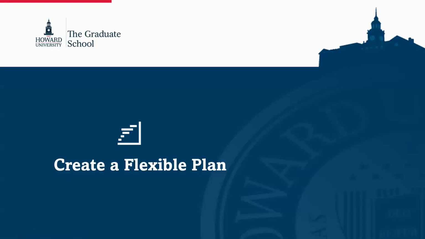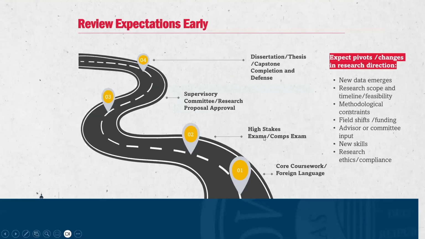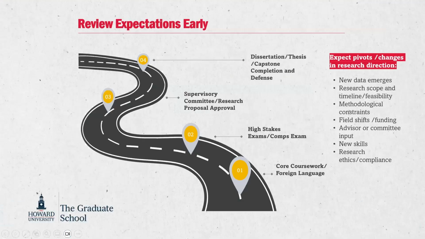The other thing you want to think about is creating a flexible plan. What does that mean? It means, as Raquel mentioned earlier, you want to get your hands on that program handbook, whether it's a program handbook or policy handbook, earlier on, and outline what the trajectory of your program looks like. So whether at the master's level or the PhD level, you might have a foreign language requirement that you need to complete. Maybe there's a writing proficiency requirement. There's oftentimes a high stakes qualifying or comprehensive exam that you'll be expected to take after you complete the core or didactic portion of your program.